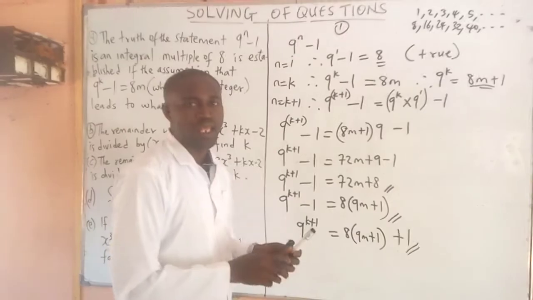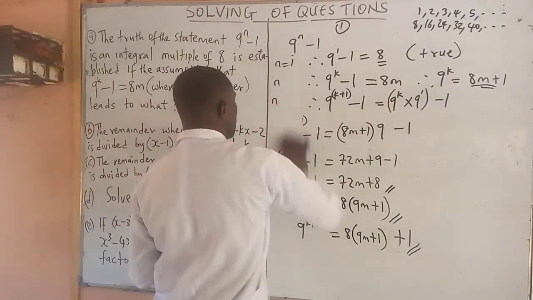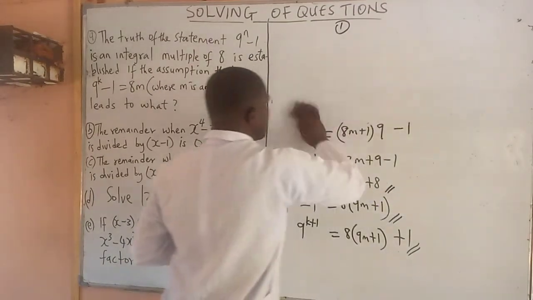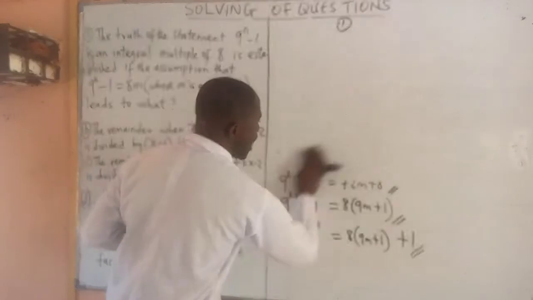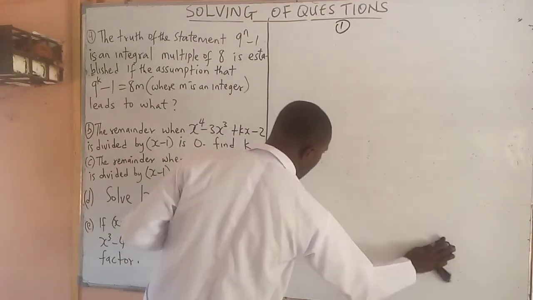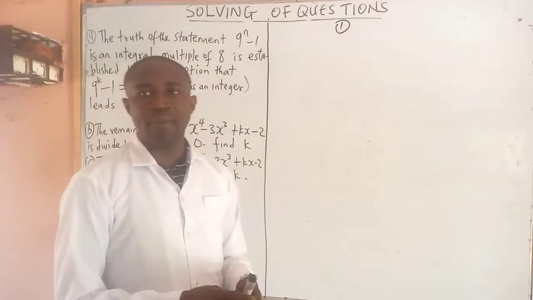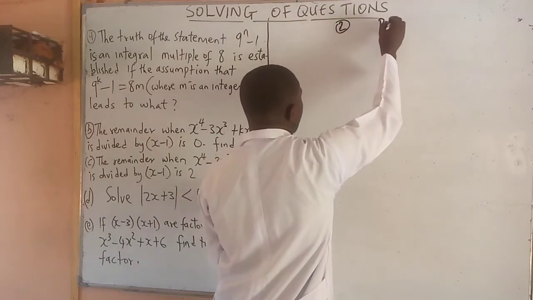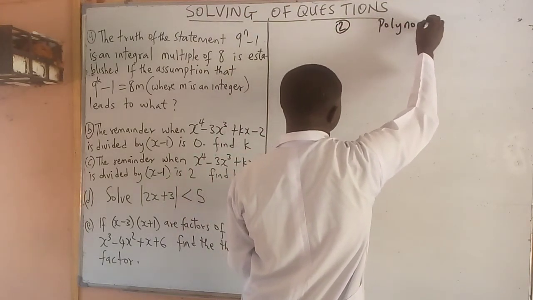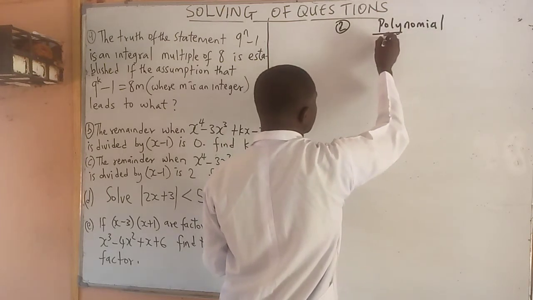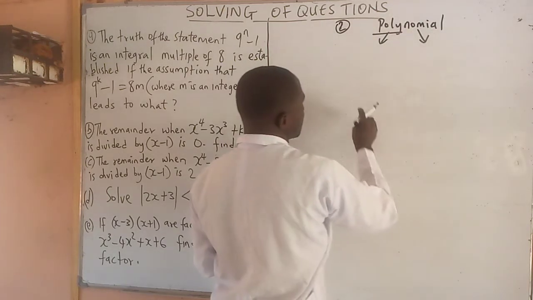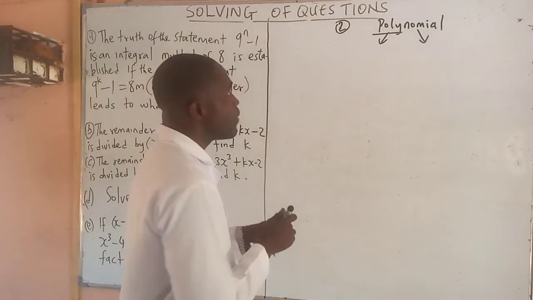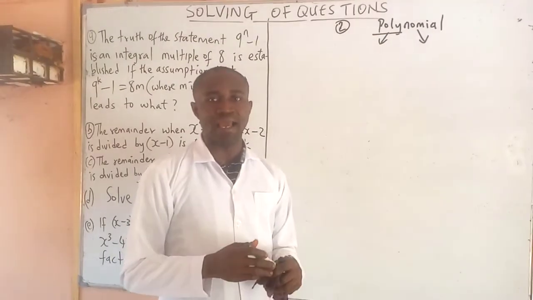That question is on polynomials. What does polynomials mean? Remember, I said question number 1 is on PMI, Principle of Mathematical Induction. Now, what does polynomials mean? Polynomials is derived from the word poly, that is many times algebraic expression. Poly, many, nomials, times algebraic expression. So polynomial simply means many times algebraic expression.